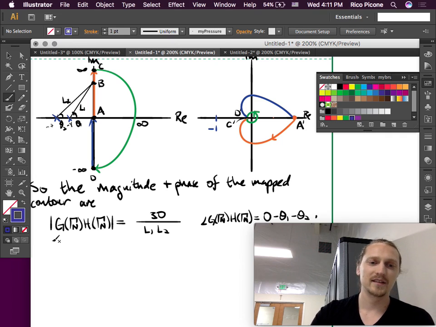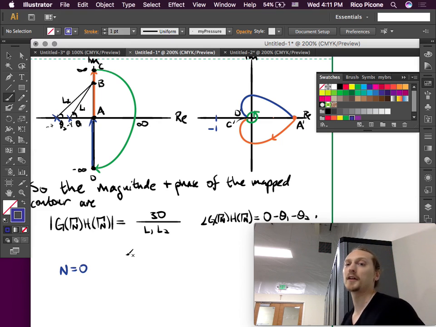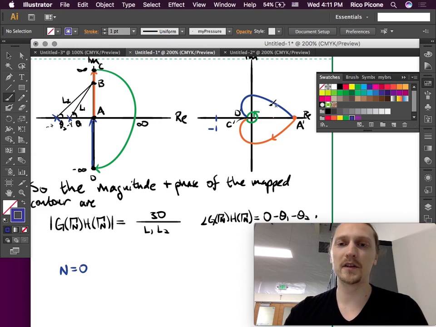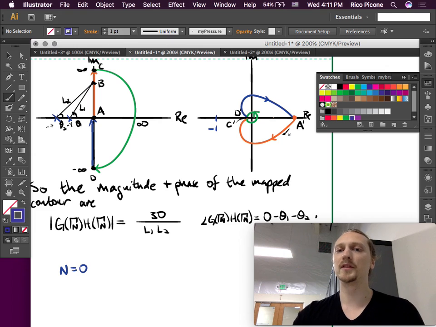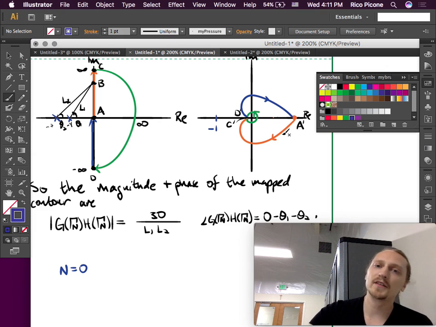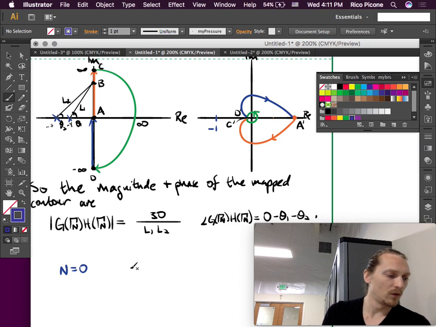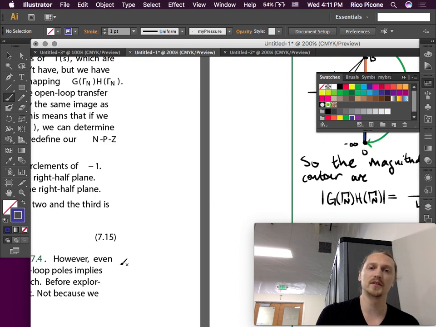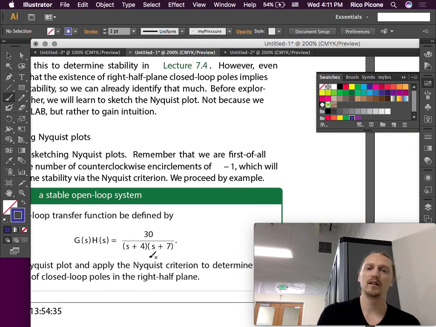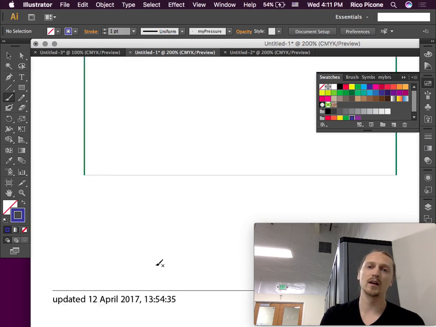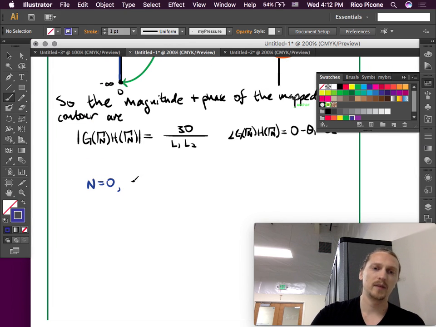That means that N is equal to what? 0. N is the number of counterclockwise encirclements of -1. Oh, we didn't draw an arrow on our blue one, but we should have. We're looking for encirclements of -1, but we never encircled it. Therefore, N is 0. And the open loop transfer function has no poles in the right half plane, right? They were just two real poles that were both negative. So that means that P is also 0.